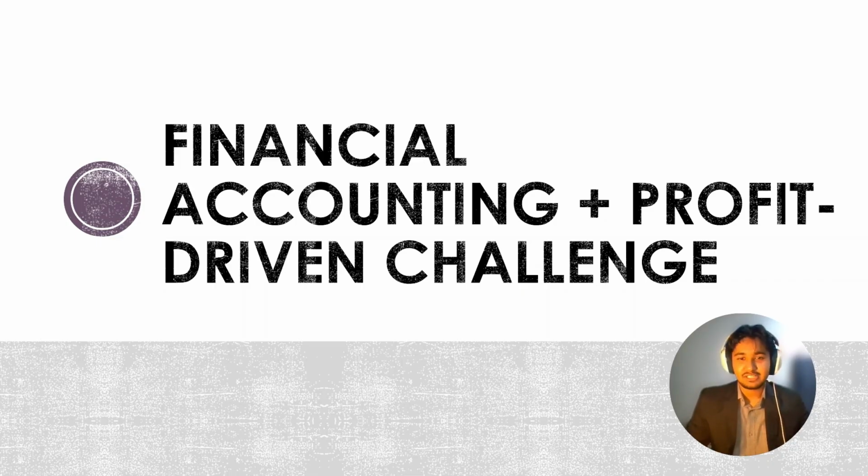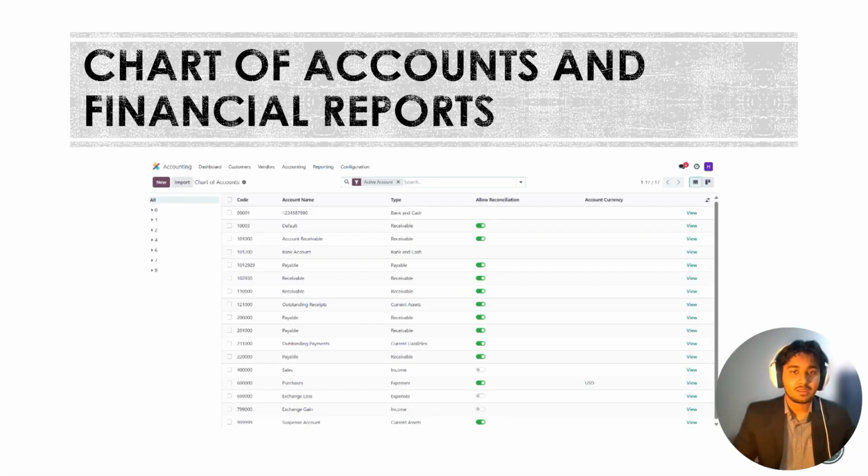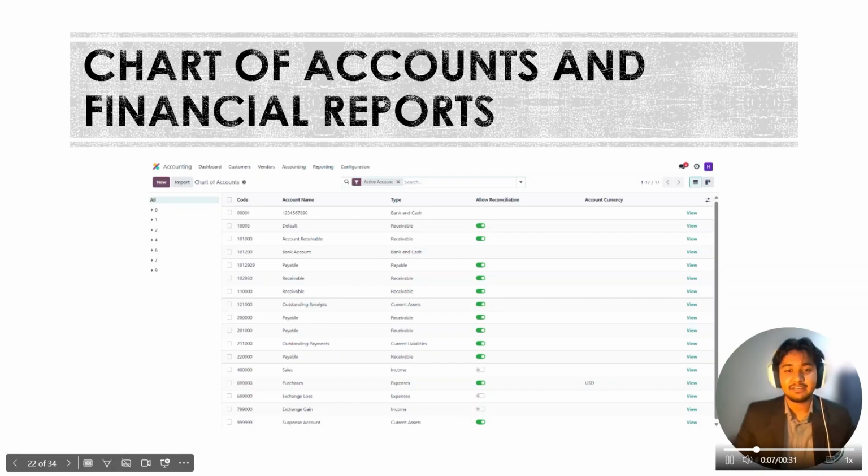Let's start with the financial accounting plus profit-driven challenge. So this is the chart of accounts and financial reports. Here we started by configuring the chart of accounts in Odoo. This provided the foundation for recording all financial transactions such as sales income, purchase costs, and manufacturing expenses. Each transaction was automatically linked to the correct account, ensuring accuracy in reporting, as shown in the screenshot below. Let's head to the next slide.